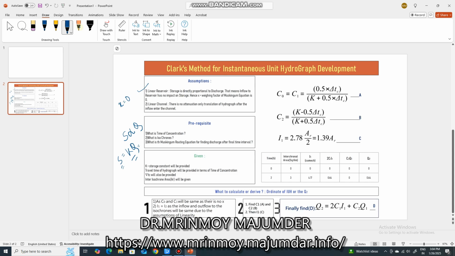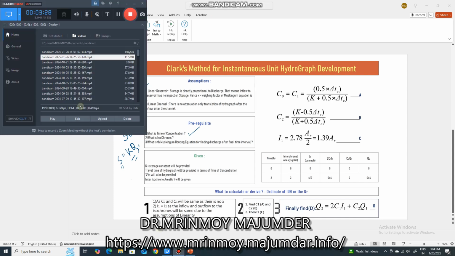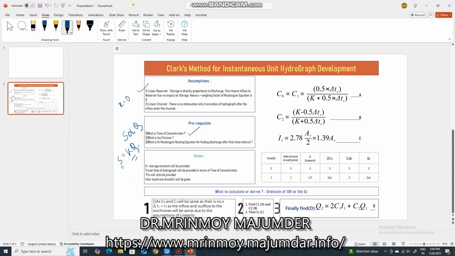So, another thing is that there are some prerequisites. You must know what is time of concentration. That is very important. You must also know what is isochrones and what is the Muskingum equation.